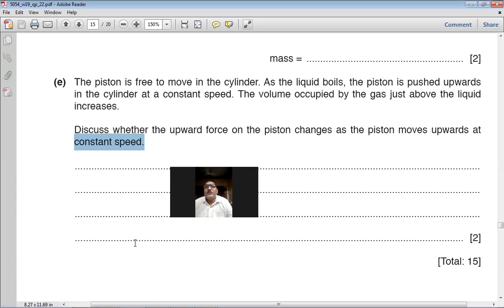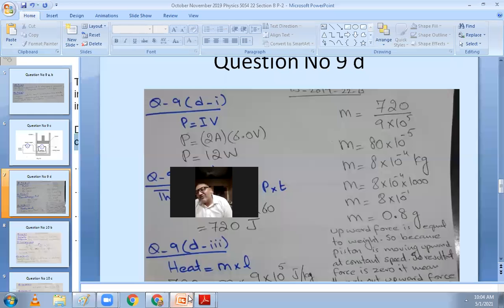And during this whole process, the weight of the piston and the atmospheric pressure are acting downward. They are producing the force in the downward direction. They do not change. So it means the upward force is also not changing. It's just a little heavy question. Let me show you my answer. I have written this answer also.